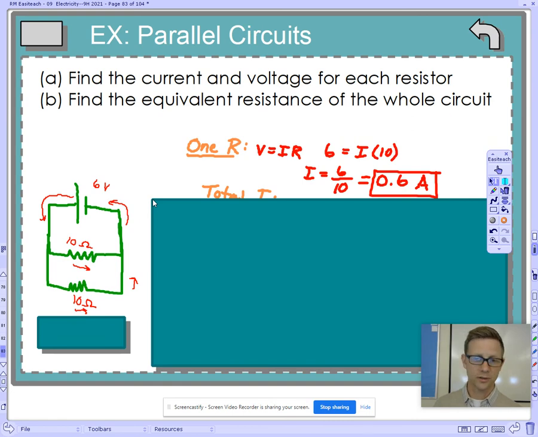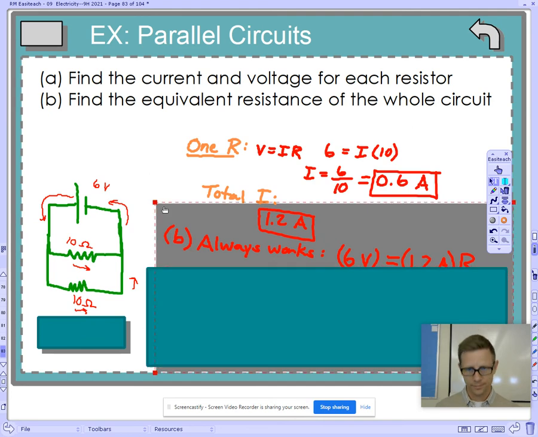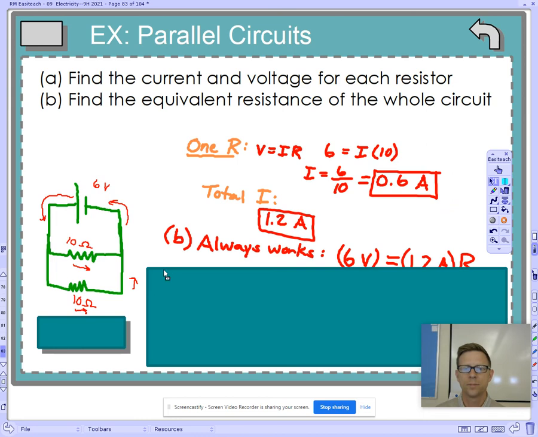For one resistor, they're identical. The voltage is 6 volts because they're both connected directly. The resistance is 10, so the current is 0.6 amps. So I have 0.6 amps flowing right here, 0.6 amps flowing right here. The total current, by the way, is 1.2 amps because you can add them up.